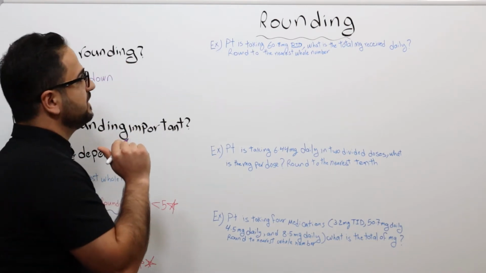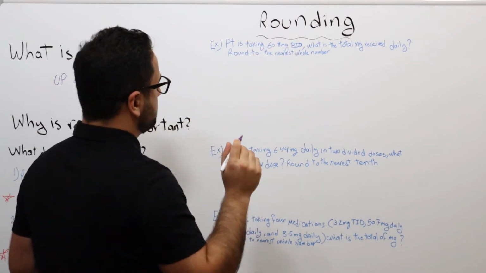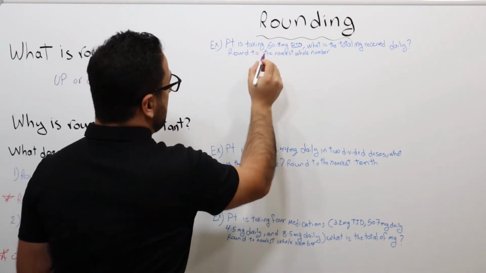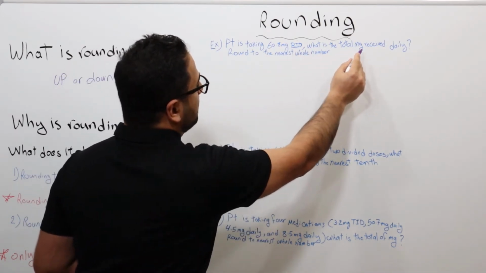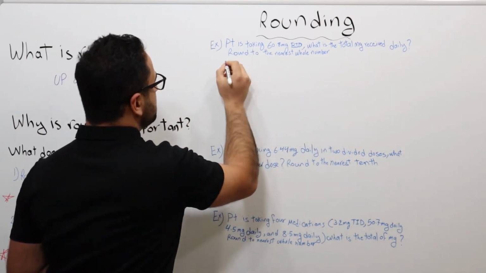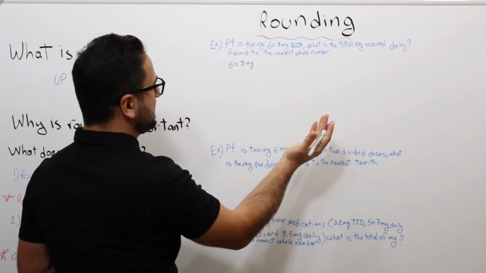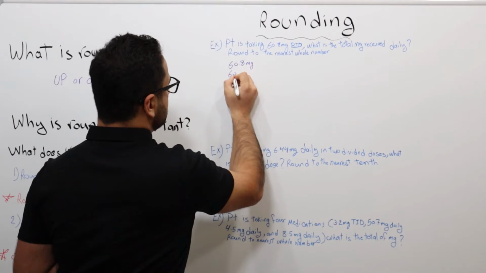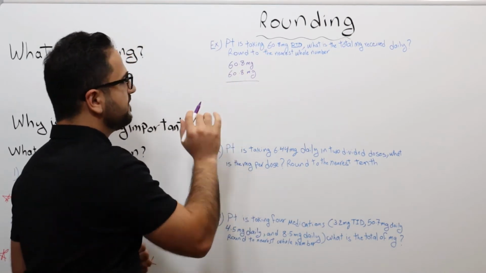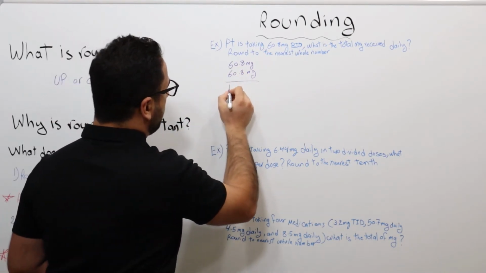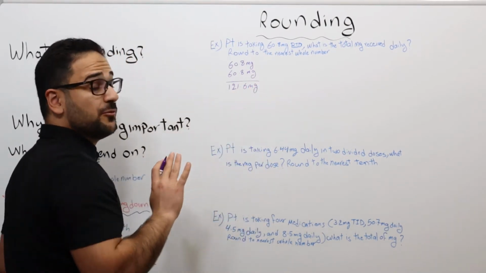So let's look at an example to see what I mean by that. Example number 1. A patient is taking 60.8 milligrams BID. BID means twice a day. What is the total milligram received daily? So we know the patient is taking 60.8 milligrams twice a day, so another 60.8 milligrams. The total of this is going to be 121.6 milligrams. Okay, we're not done yet.